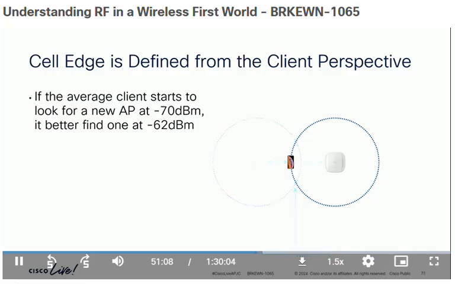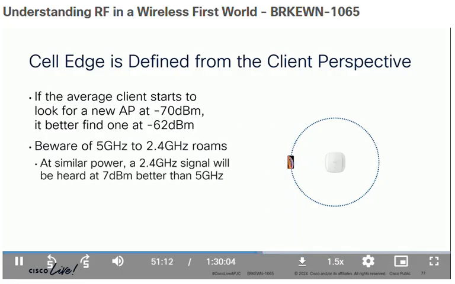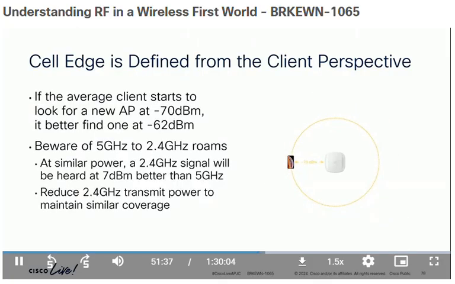Now, this is looking from a 5 gig perspective, but a 2.4 gig radio, because it's a lower frequency, propagates differently. At the same transmit power, my client will hear the 2.4 gig radio about 7 dB higher, which means that what I might actually do is roam from one AP to the same AP, just to the 2.4 gig radio. So typically I want to reduce the transmit power on the 2.4 gig radio so I can maintain similar cell size. And again, the cell is defined by how the client is hearing the AP.